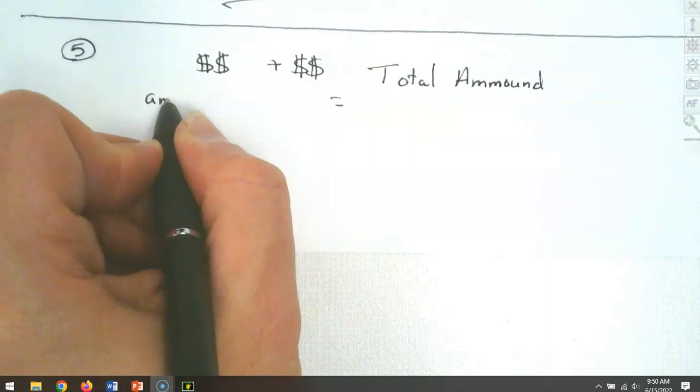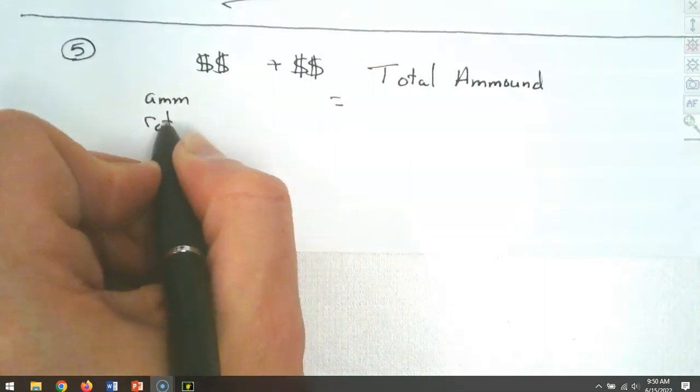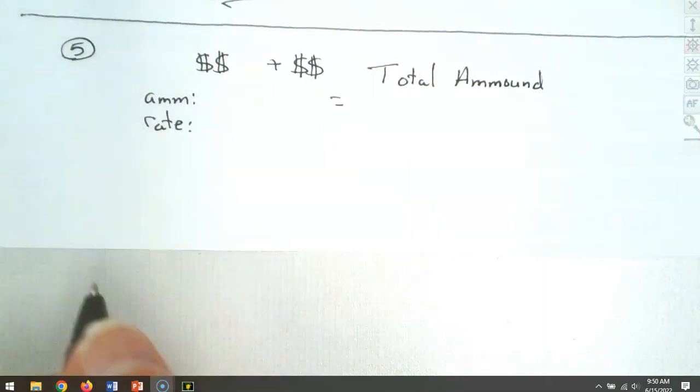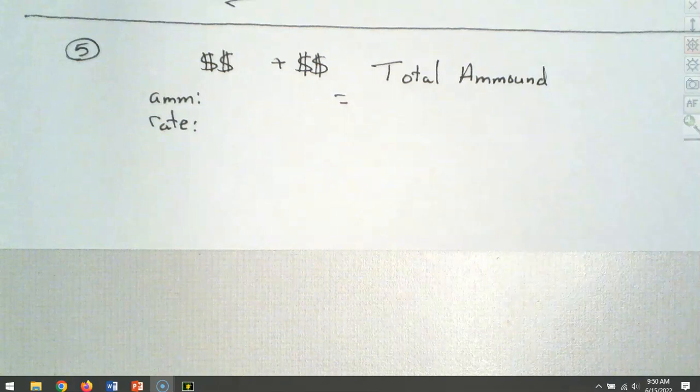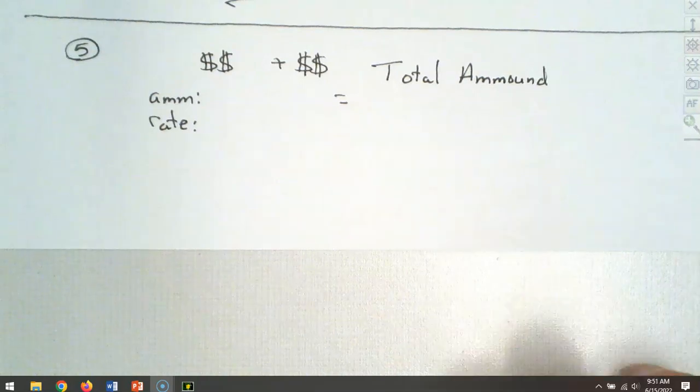And we've got amounts. And we have percentage rates. Walt made an extra $8,000. Now, what is that $8,000? Just to make sure we understand, that $8,000 is my total amount, right? So that's the total amount of money I have. So that goes over here.